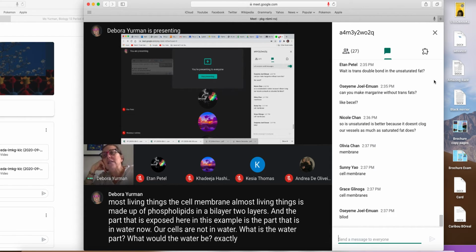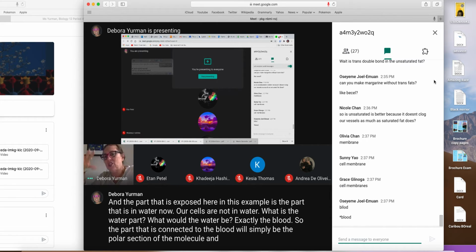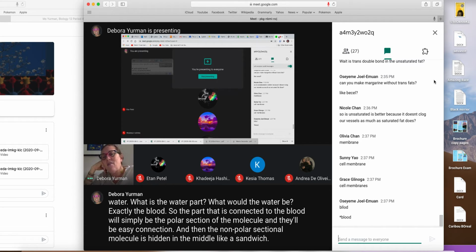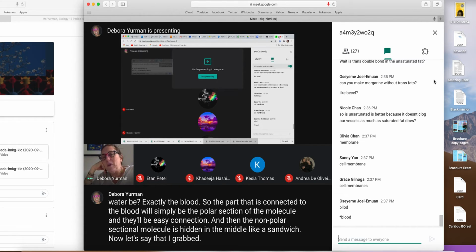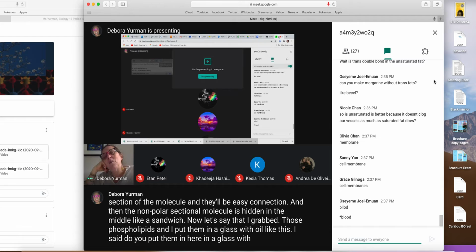Exactly, the blood. So the part that is connected to the blood will simply be the polar section of the molecule, and there will be easy connection, and then the non-polar section of the molecule is hidden in the middle like a sandwich. Now, say that I grabbed those phospholipids and I put them in a glass with oil, like this. I said to you, put them in here, in a glass with oil. What do you think it will look like?